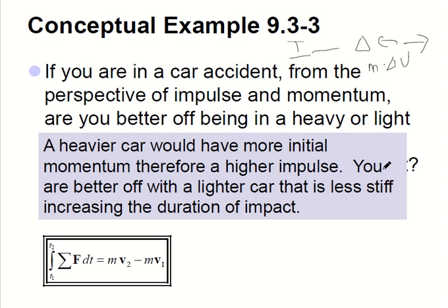So you're better off with a lighter car that is less stiff, increasing the duration of the impact. If you decrease the mass, of course you're going to get a weaker impulse, because as you know, the impulse is the effect of your forces. So you have to find something that does not have a great deal of mass and initial momentum, to prevent getting a higher impulse.